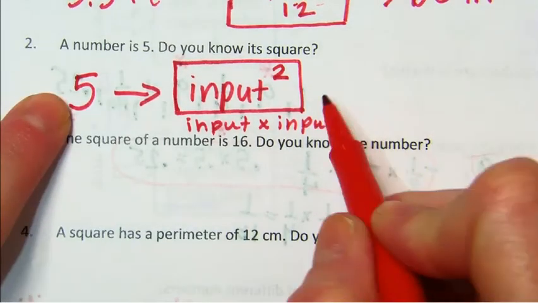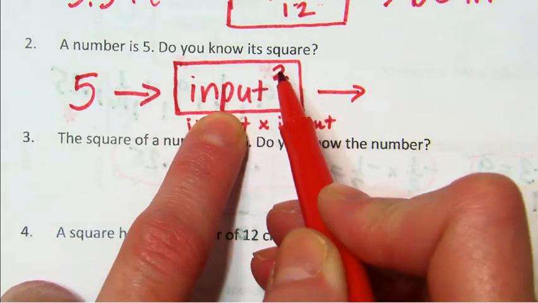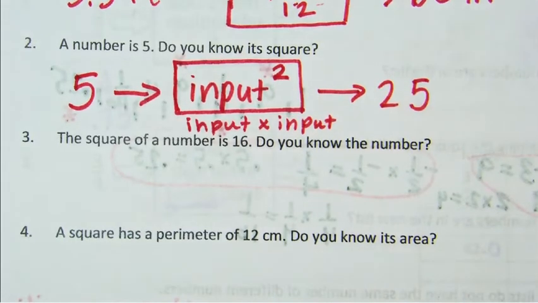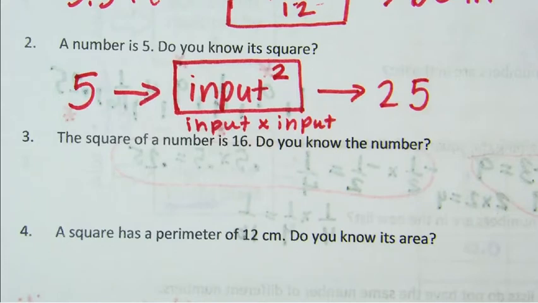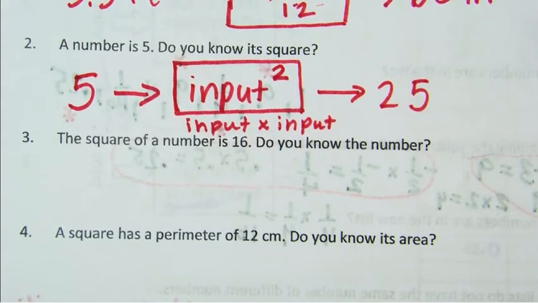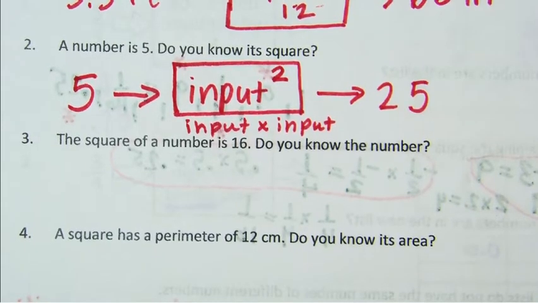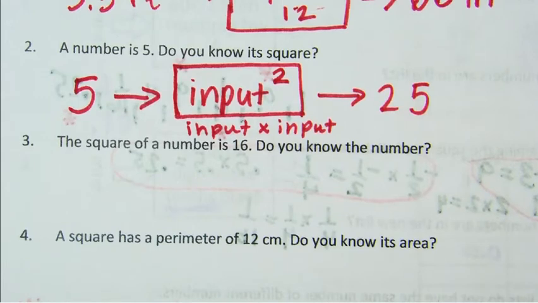So if I take my input as 5 and I multiply it by itself, what do we get? 25. And if we look at this, it will work every time. As long as you're given a number, you put it in the machine, you square it, you're going to get the squared version. Like if we took all of those warm-up numbers in the list and we put them in our machine, we would get what you all got in number 2 on the other side.